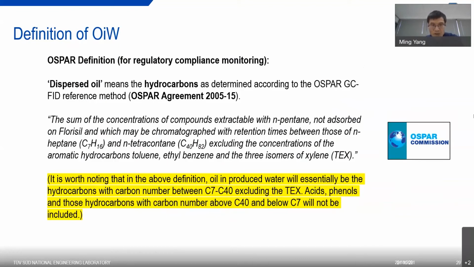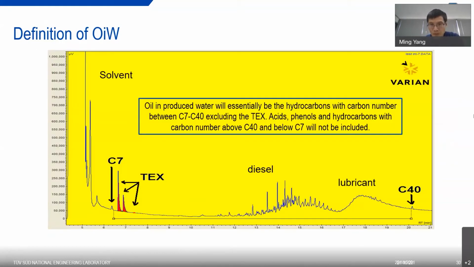xylene. What it really means is that in OSPAR, dispersed oil is just the hydrocarbons, and the hydrocarbons between C7 to C40, excluding toluene, ethylbenzene, and xylene. So all the organic acids are not included, and all those hydrocarbons above C40 or below C7 are not included. And perhaps it's better to look at it schematically, and this is the gas chromatogram.